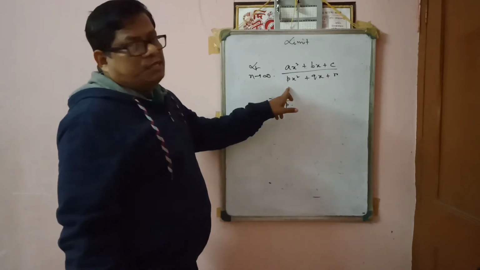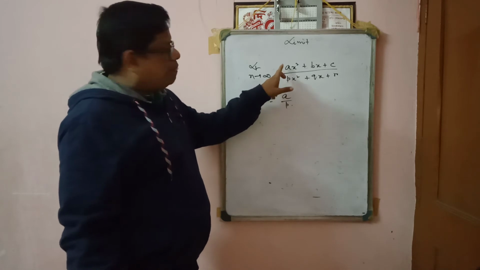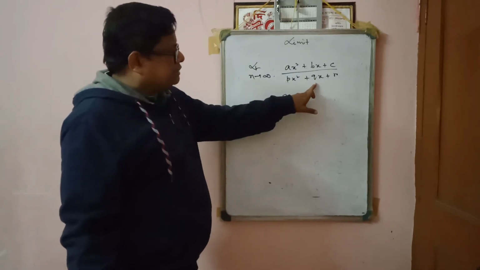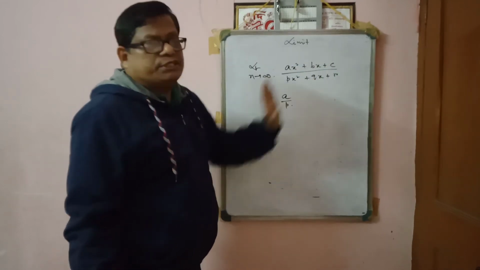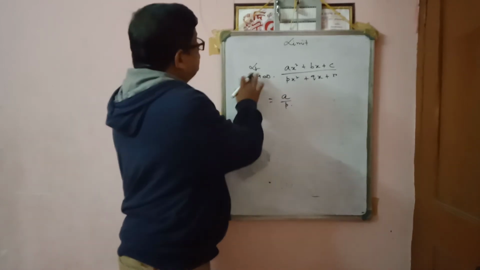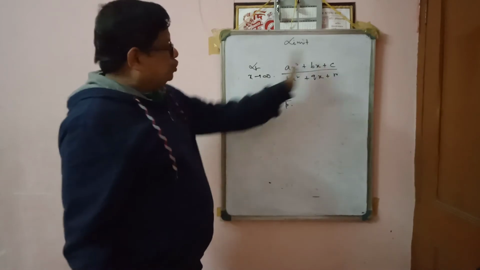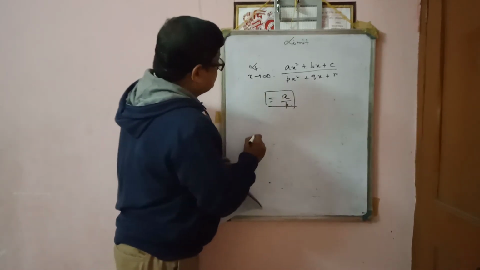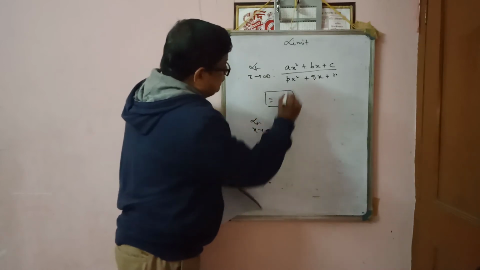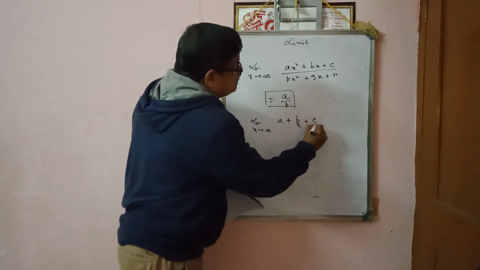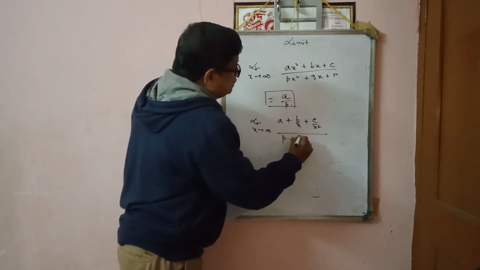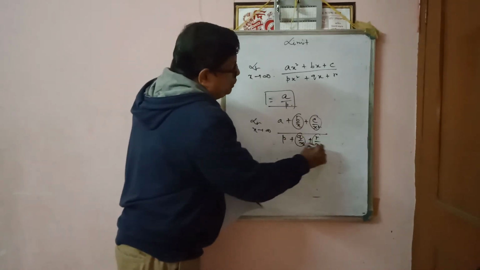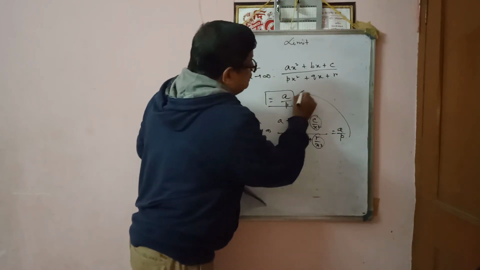This is directly a by p, because you take x square common, that is a plus b by x plus c by x square, and p plus q by x plus r by x square. As x tends to infinity, that part will be 0, so the remaining part is only a by p. Understood? This is the answer I am writing, a shortcut process. Limit x tends to infinity, take x square common, a plus b by x plus c by x square, and p plus q by x plus r by x square. X tends to infinity means all of these are 0, so the answer will be a by p.